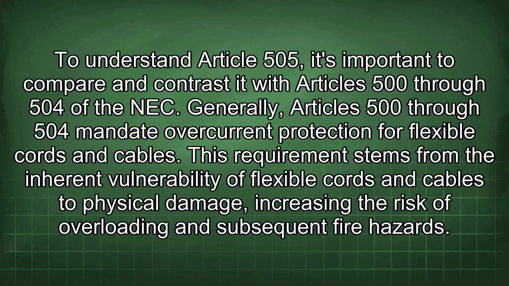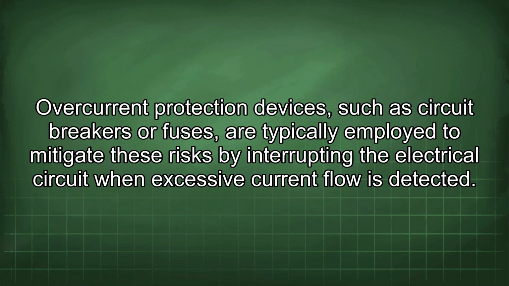Generally, Articles 500 through 504 mandate overcurrent protection for flexible cords and cables. This requirement stems from the inherent vulnerability of flexible cords and cables to physical damage, increasing the risk of overloading and subsequent fire hazards. Overcurrent protection devices, such as circuit breakers or fuses, are typically employed to mitigate these risks by interrupting the electrical circuit when excessive current flow is detected.